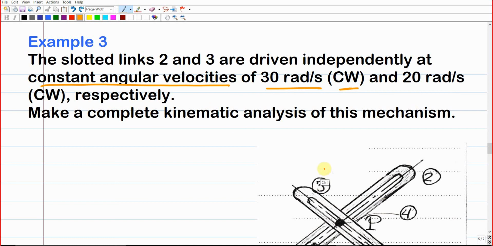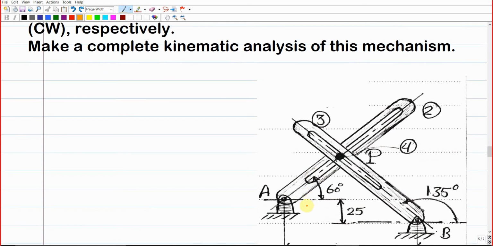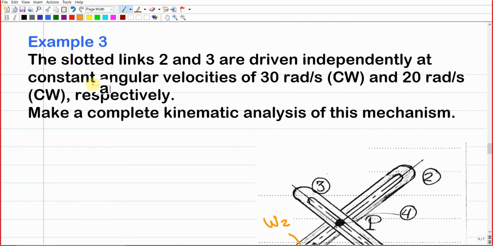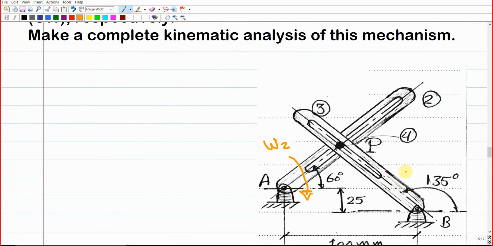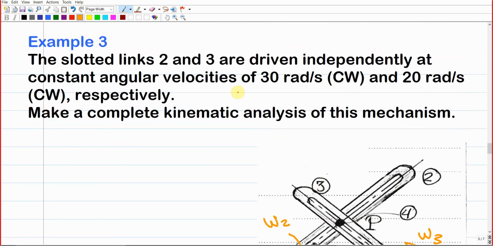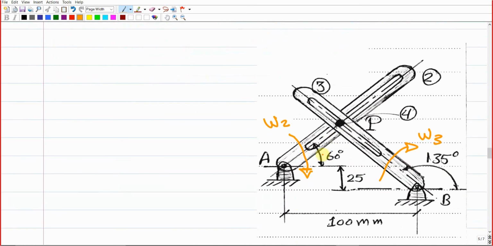It means that link 2, which is this one, rotates clockwise with omega 2, which is already given as 30 radians per second, and this one rotates clockwise as well. Clockwise direction, it should be this direction, right? This should be omega 3, and it is already given as 20 radians per second, also clockwise.